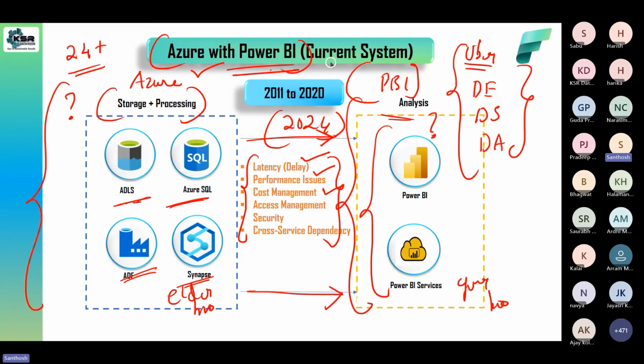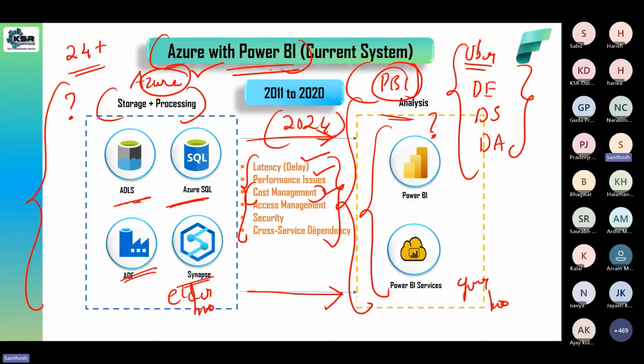The same way here also. Why do you literally need Azure and Power BI? Maybe the cost also may increase. Right? So to overcome this, why can't we have a one-stop solution?